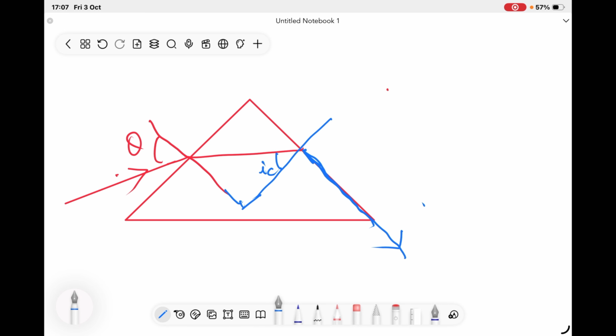So you can complete the triangle. This is R1. We take this as R2, but right now R2 is IC, the critical angle. And this is 90 degrees. This is also 90 degrees because the prism is a right-angled prism.